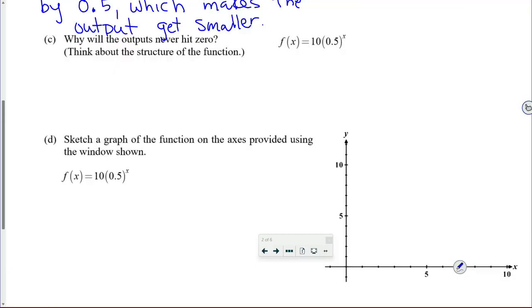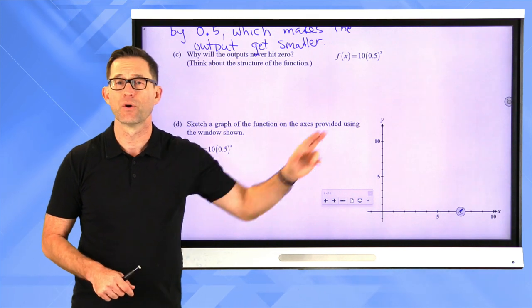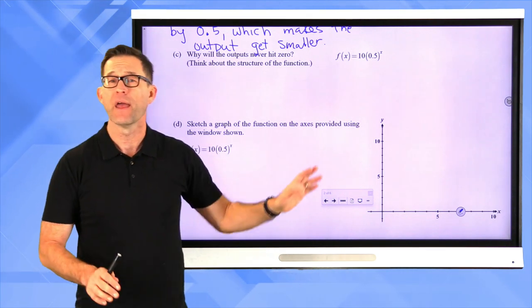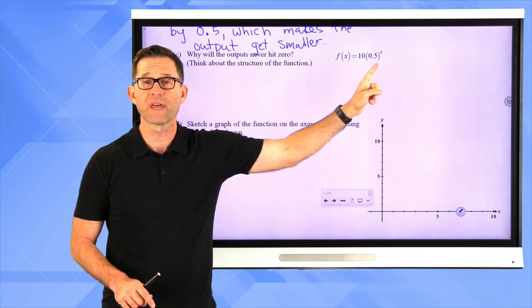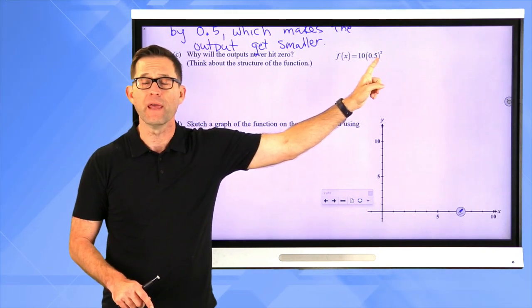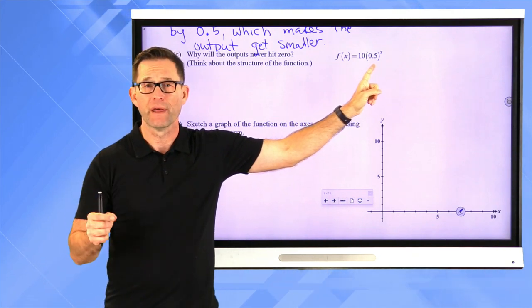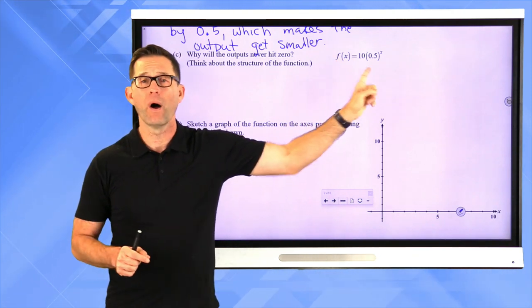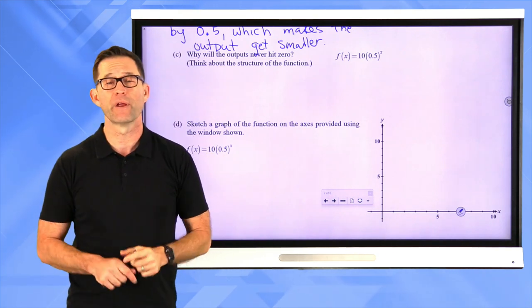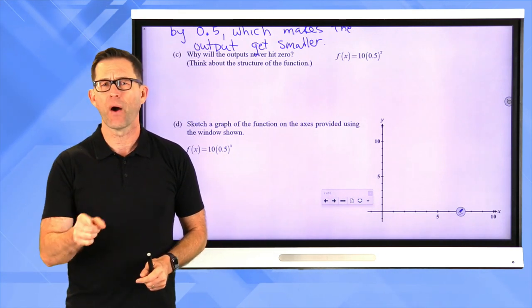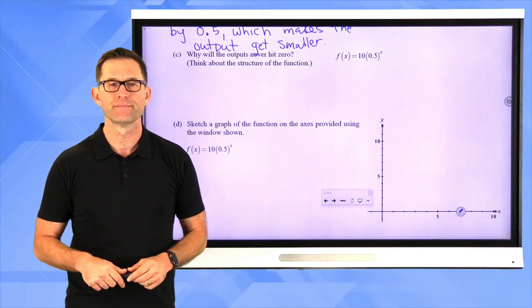Letter C. Why will the outputs never hit 0? Think about the structure of the function, and I've written out the function right there for you again, f of x equals 10 times 0.5 to the x. So I claim that even though they're always getting smaller, it doesn't matter whether the input is 10, 100, a million, a trillion. No matter what, the output will never ever hit 0. Pause the video now and think about that for a moment.